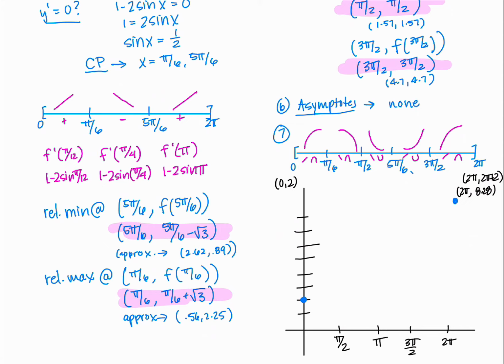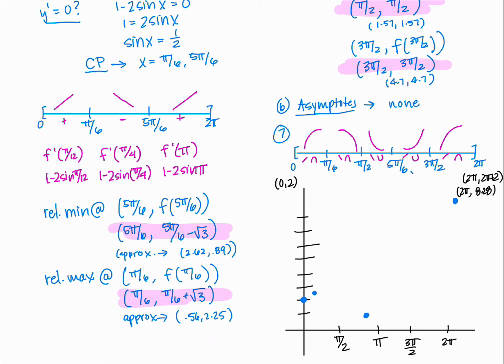I'll plot my extrema now. 5 pi over 6 was a relative min. So let's plot that one about where it should go. 5 pi over 6 is just less than pi. It needs to go up 0.89, so about right there seems appropriate. And then pi over 6, comma, pi over 6 plus square root of 3. That's about pi over 6, comma, 2.25 as a reference there. Pi over 6 is going to be really skinny, and 2.25 is going to be about right there.